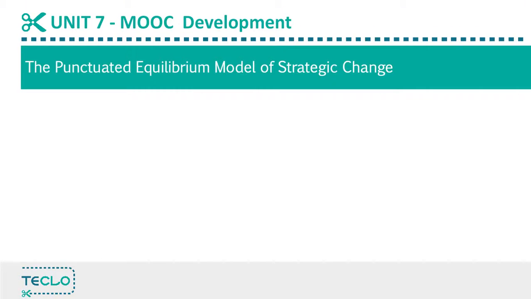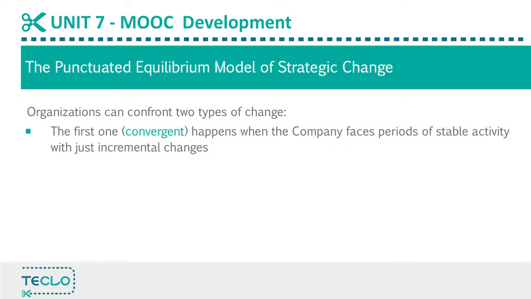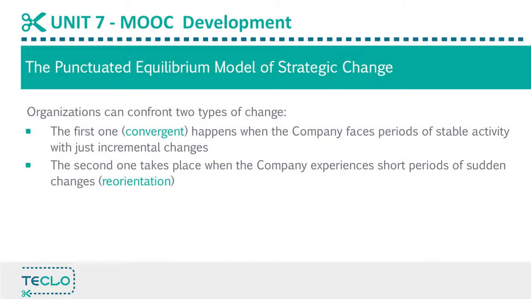The punctuated equilibrium model of strategic change. As premise to this theory, Romanelli and Tushman affirm that organizations can confront 2 types of change. The first one, convergent, happens when the company faces periods of stable activity with just incremental changes. The second one takes place when the company experiences short periods of sudden change, reorientation.